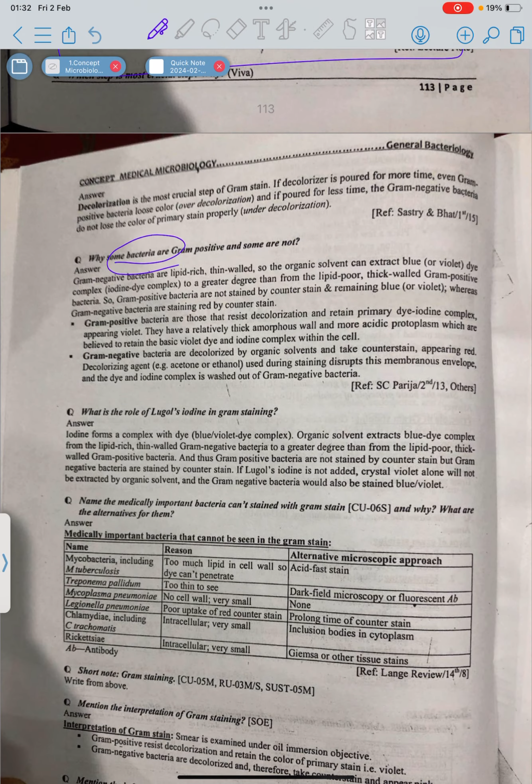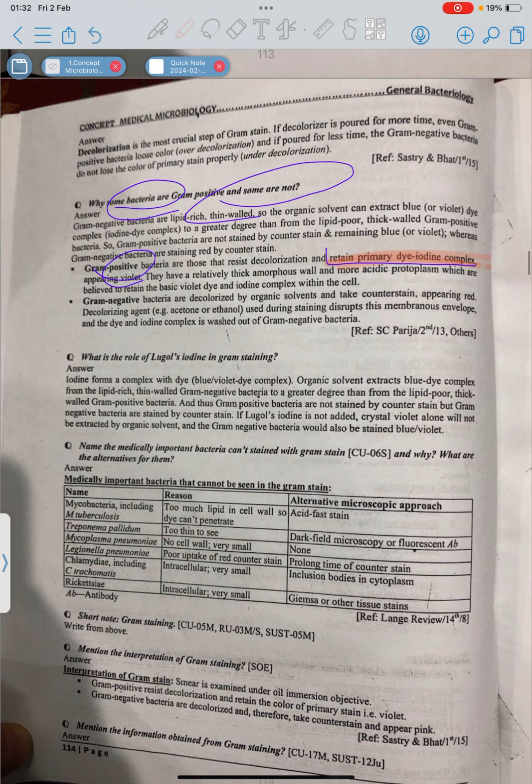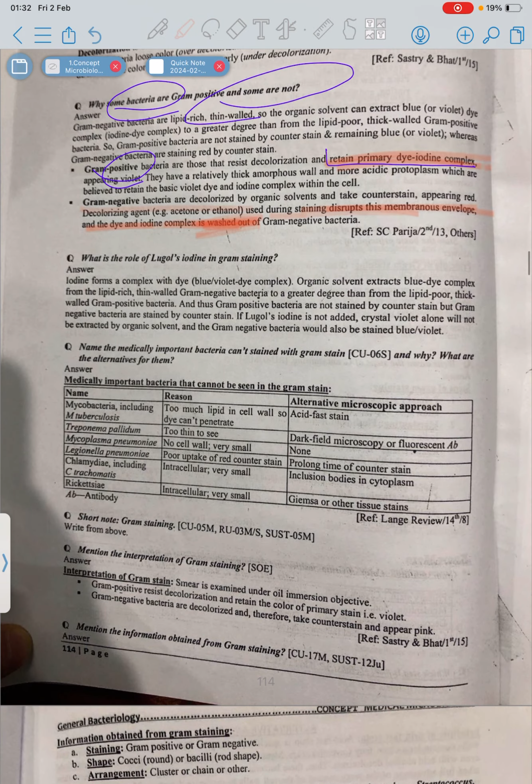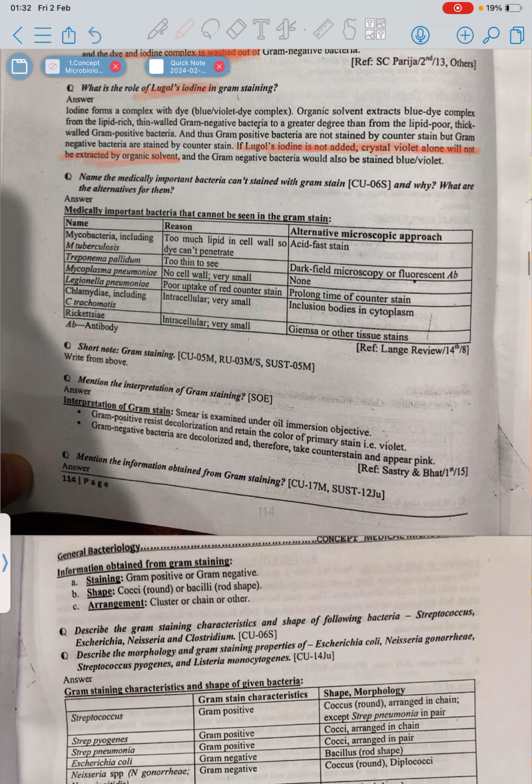Why are some bacteria gram positive, some are not? They are positive because they retain the primary dye complex, and negative because they do not retain it. The decolorizing agent used during the staining disrupts the membranous envelope, and the dye and iodine complex is washed out. Then why is Lugol's iodine used? If iodine is not added, crystal violet alone will not be retained against the organic solvent. That is why.